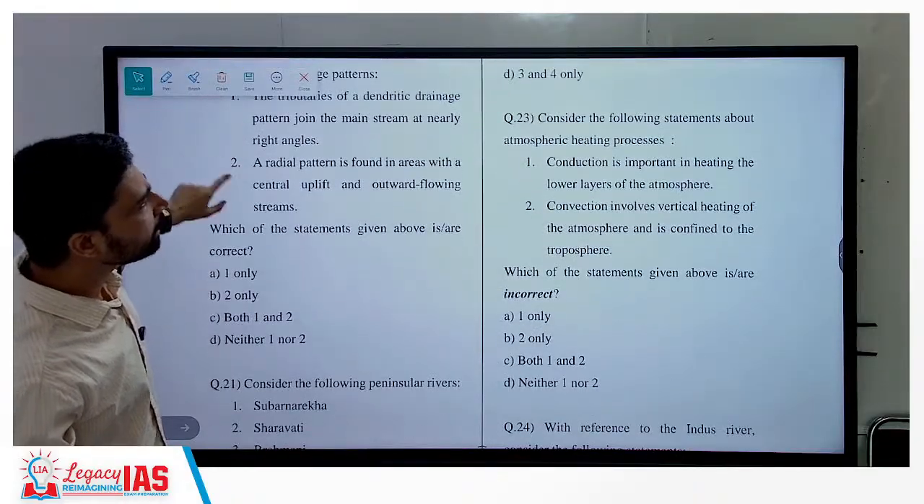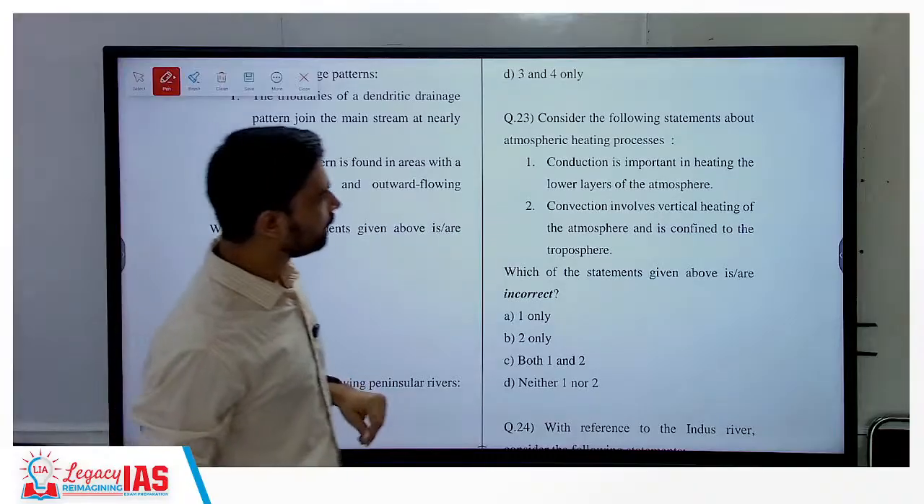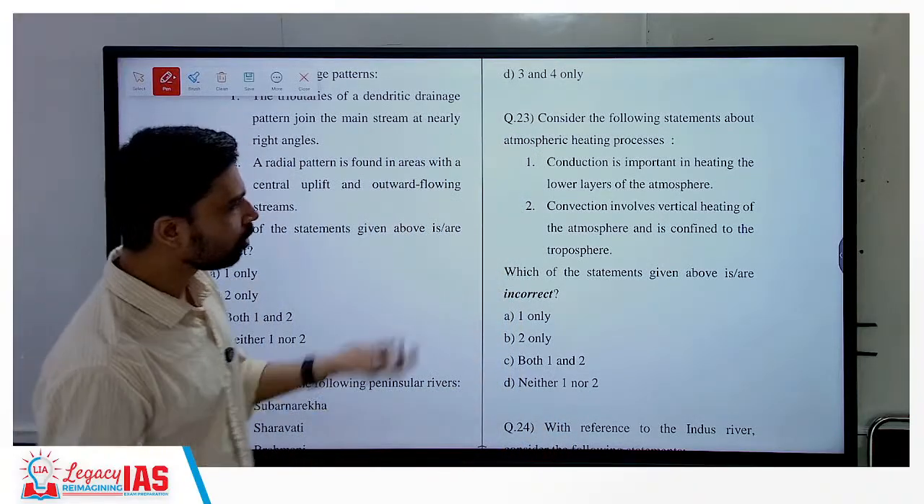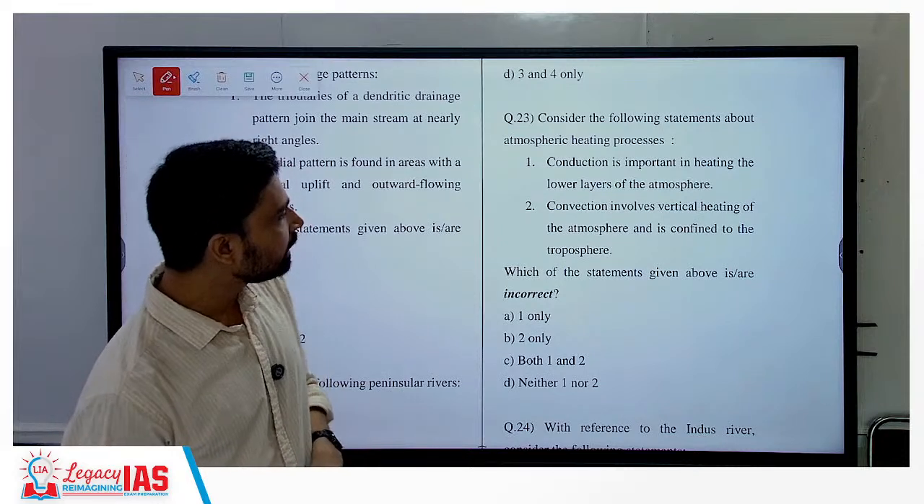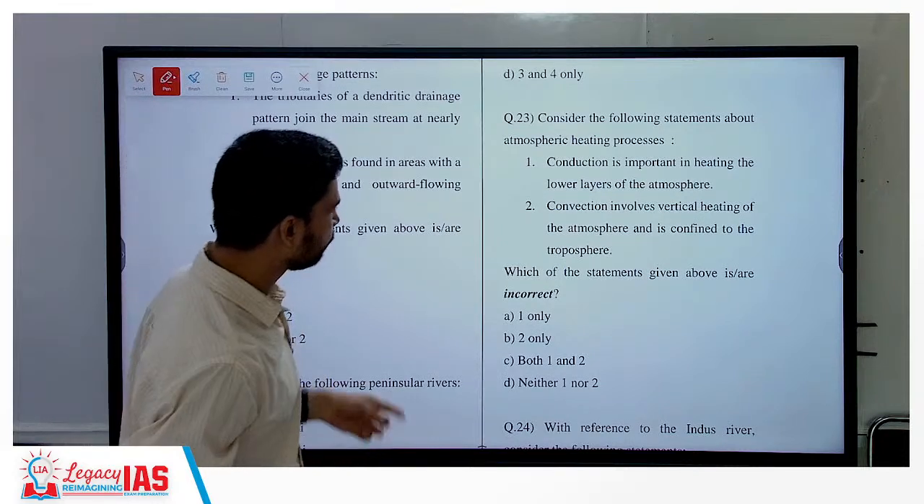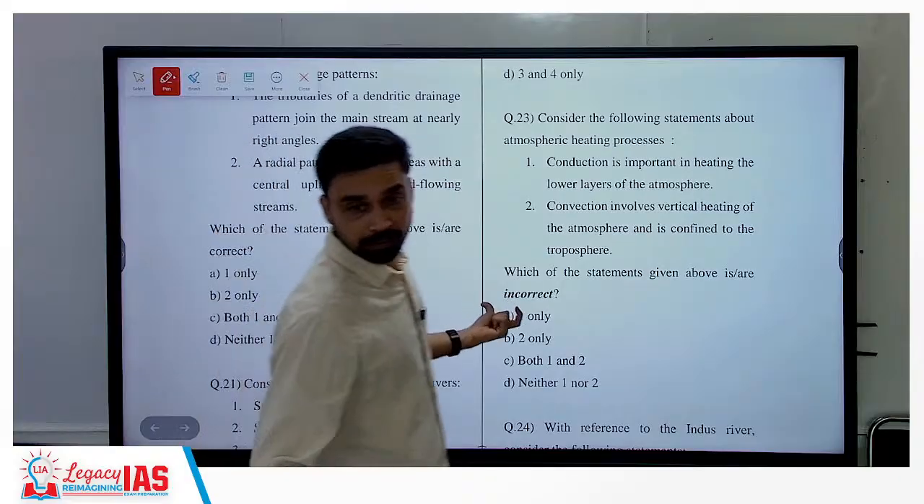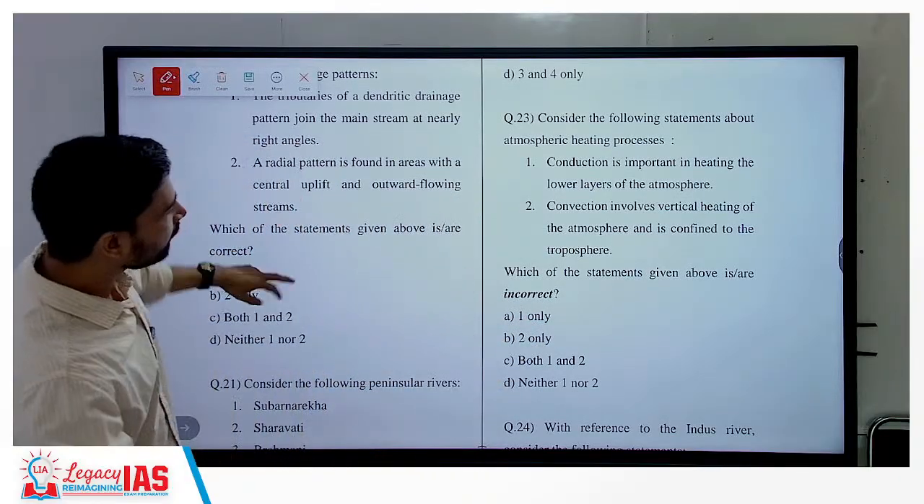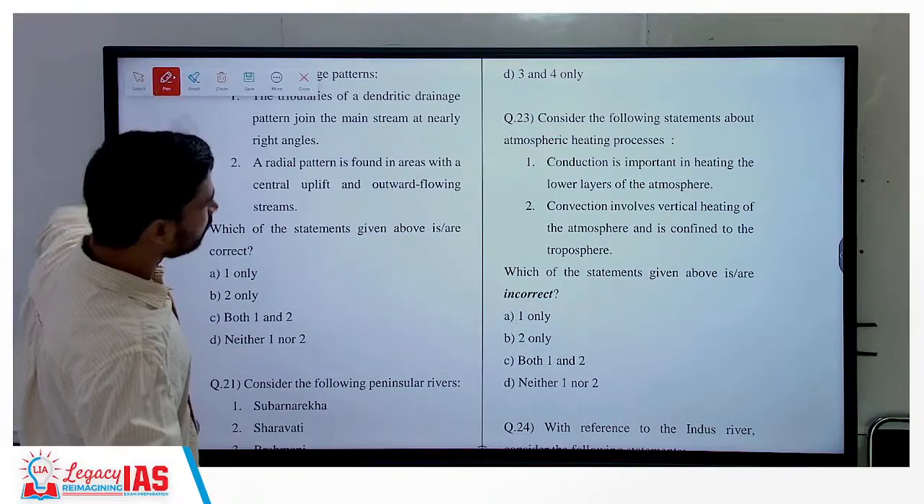Consider the following statement about atmospheric heating process. Conduction is important in heating the lower layers of atmosphere. Yes. Correct. Okay, because contact heating. Convection involves vertical heating the atmosphere and confined to troposphere. So now they have asked incorrect one. So what is the correct option here? D. Okay, so that's why I told you. Correct, incorrect, always focus on this.